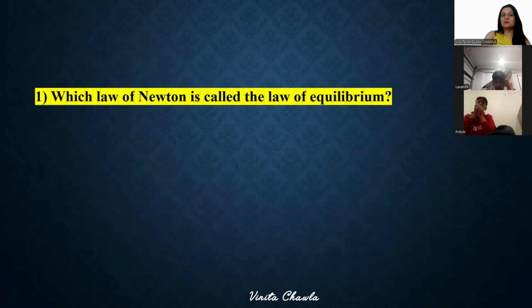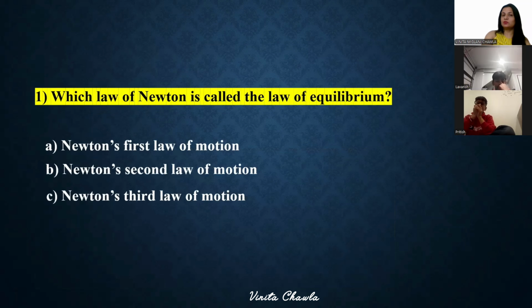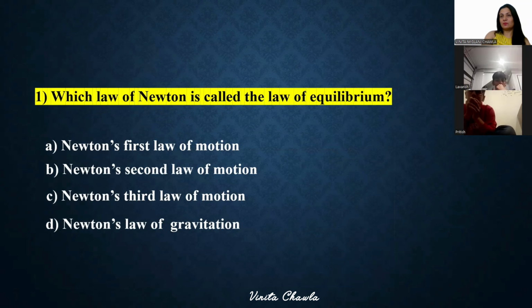So now we have questions based on this. Which law of Newton is called the law of equilibrium? First law of motion, second law of motion, third law of motion, or law of gravitation? Law of equilibrium means it's about the equilibrium forces acting on the object. It's about the balanced forces acting on the object. It's about the net force acting on the object.